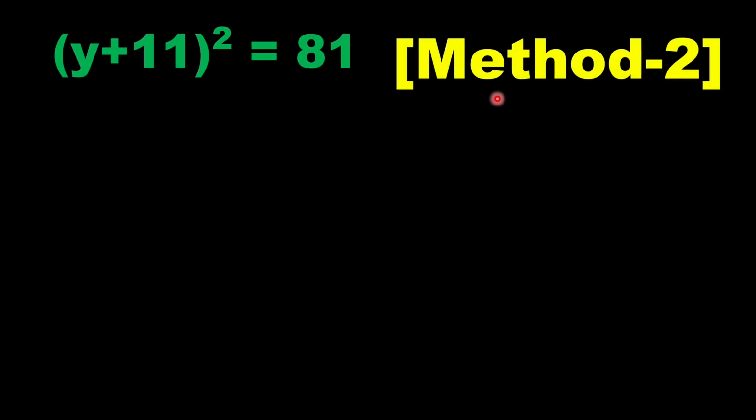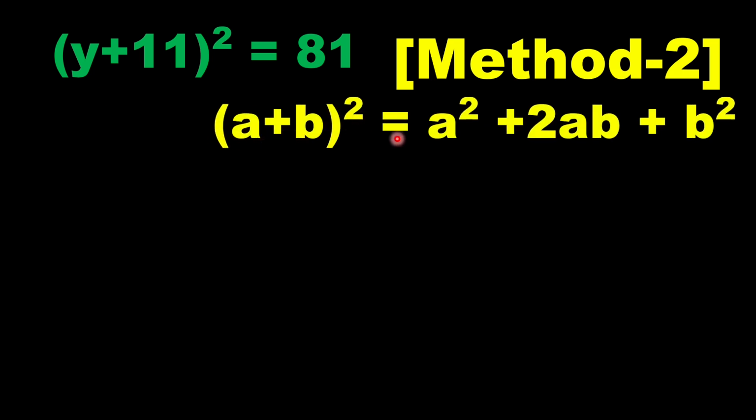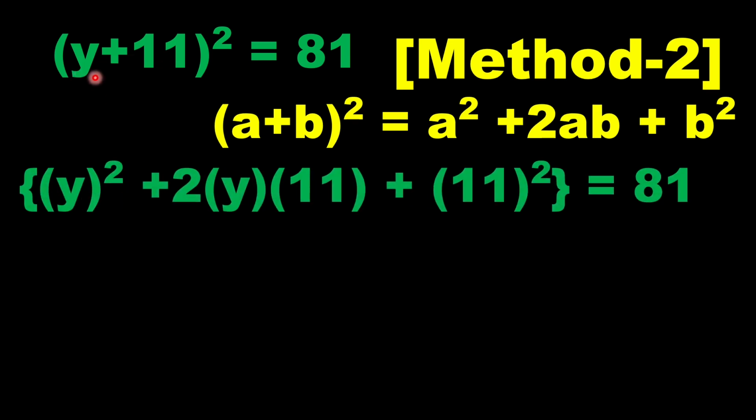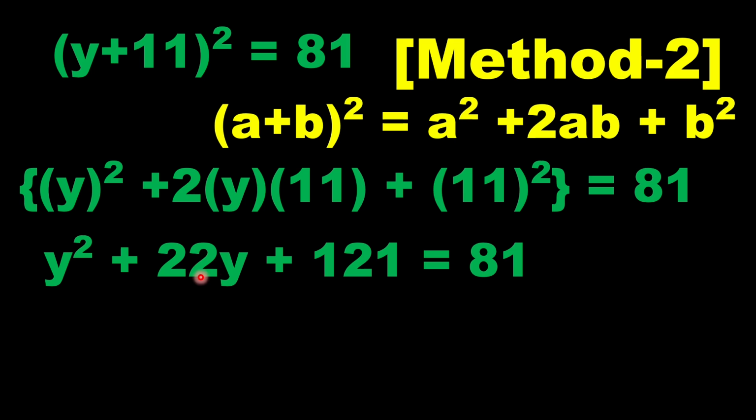Now we will apply method 2, which is the direct method. Look over here in this question, the left hand side of the equation is in the form of (a + b)². So we will expand using the formula. According to the formula, (a + b)² = a² + 2ab + b², so we will expand this question in this form. Here a equals y and b equals 11. So it will become y² + 2·y·11 + 11² = 81, and this will become y² + 22y + 121 = 81.